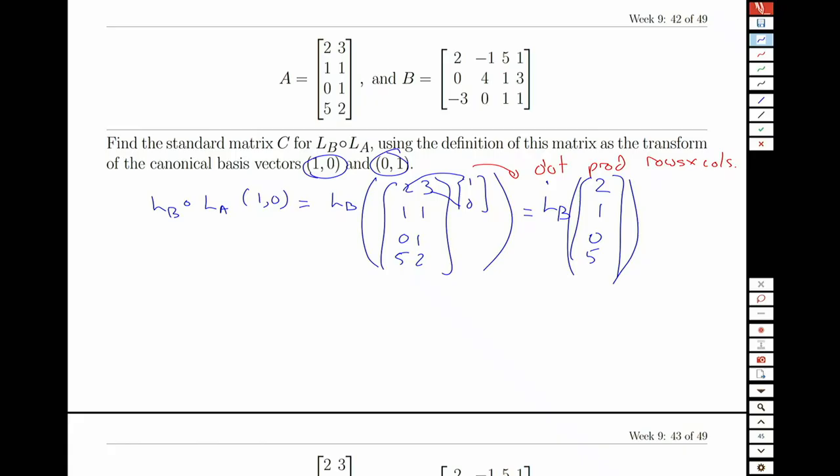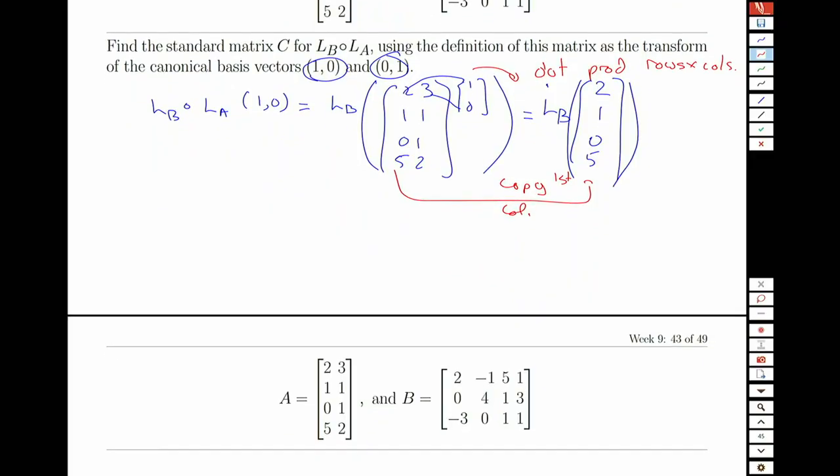Can anyone see a short way to get that answer without having to do those row by column dot products? Yeah, just take the first column, exactly. Take that first column, that is the transform. Because what does 1, 0 do? Well, it keeps the first element and multiplies the second element by 0. So this is just the first column. So we can just copy the first column. All right, and then we do LB of that.